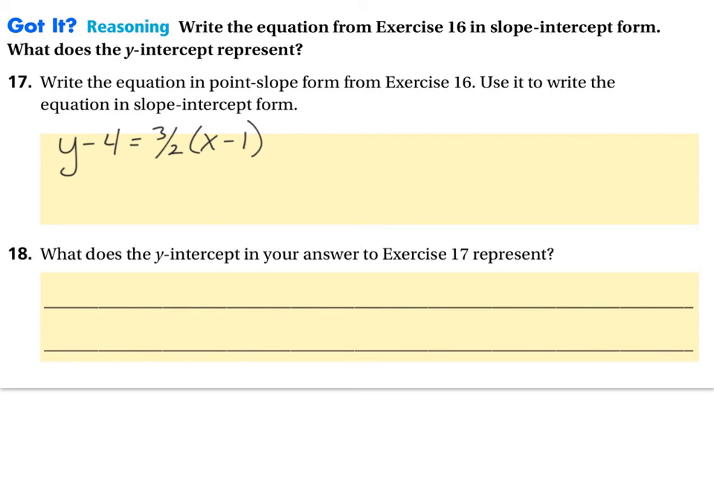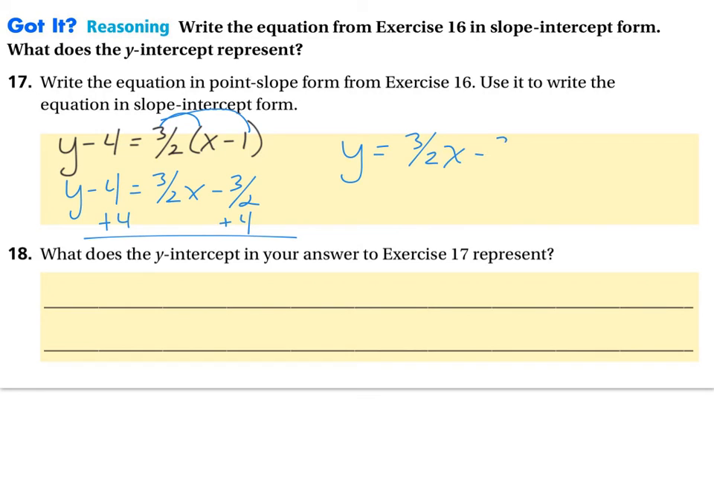So hopefully you used the first step of distributing through the 3 halves. So you have y minus 4 equals 3 halves x minus 3 halves. And you're going to add 4 to both sides, and you will have y equals 3 halves x minus 3 halves plus 4. Well, 3 halves is really 1 and 1/2. So if you take a negative 1 and 1/2 plus 4, you will have 2 1/2. So you have y equals 3 halves x plus 2 and 1/2.